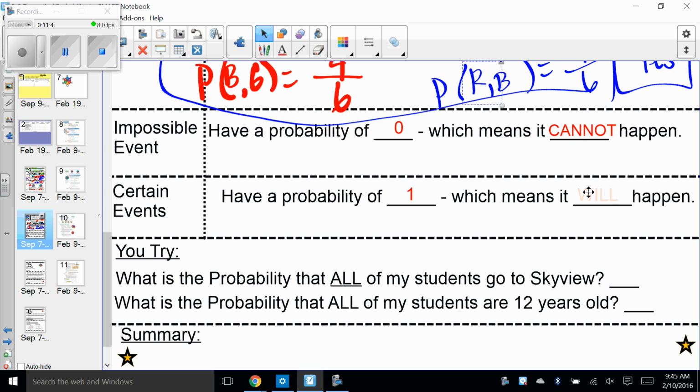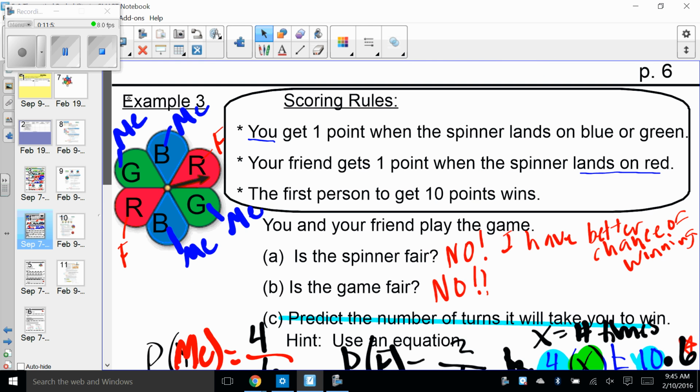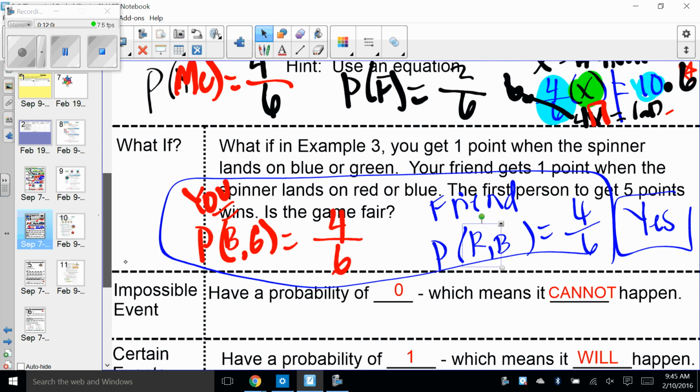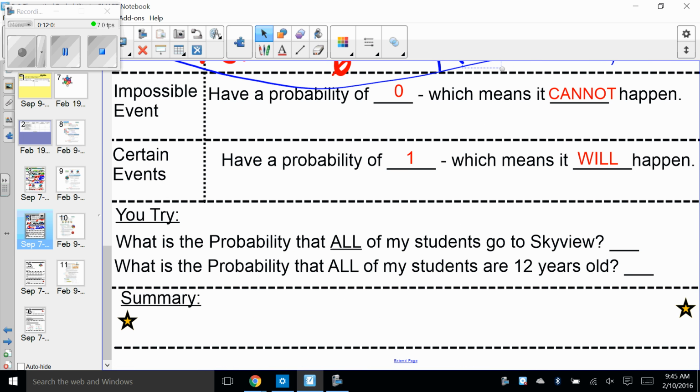On the opposite end of the spectrum is the probability of 1. It means it's going to happen for sure. So going up to that same spinner, when I said the probability of 0 is landing on yellow, a probability of 1 would be that we're going to land on either blue, green, or red. That will happen for sure, because if we land on a line, we would have to spin again. So a 100% chance, a probability of 1, would mean we are going to land on blue, green, or red.